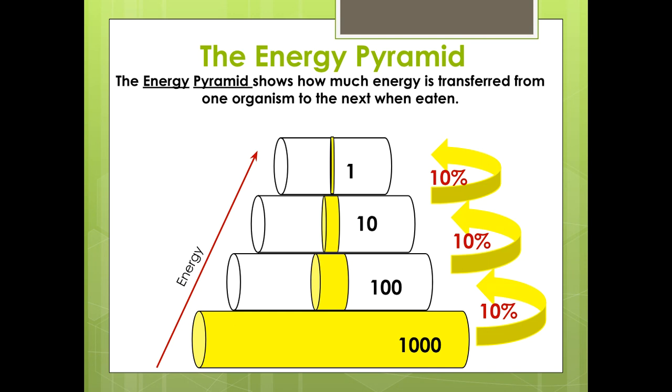The energy pyramid is something that shows how much energy is transferred from one organism to the next when it's eaten. Since 10% is always passed on, we use a pyramid. The pyramid shows that the amount of energy that gets passed on is smaller and smaller and smaller. So from larger at the bottom, smaller up at the top.